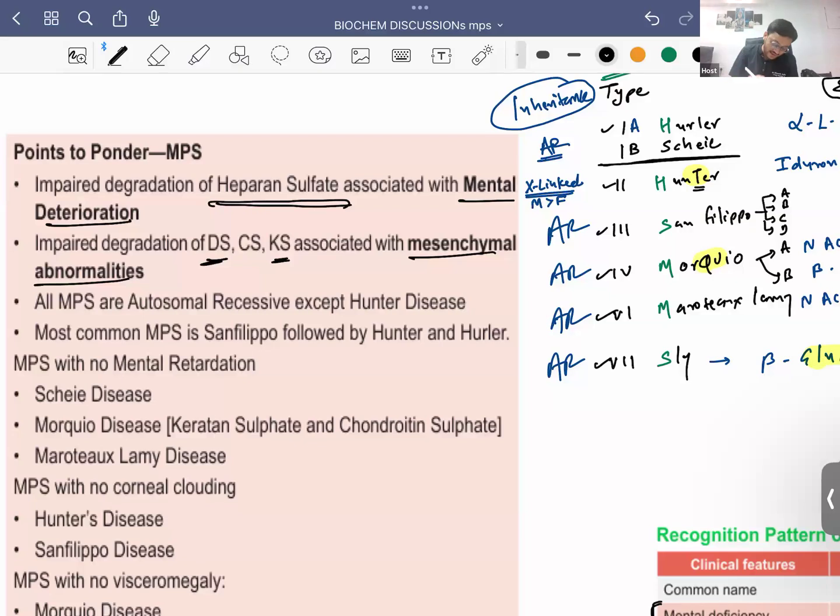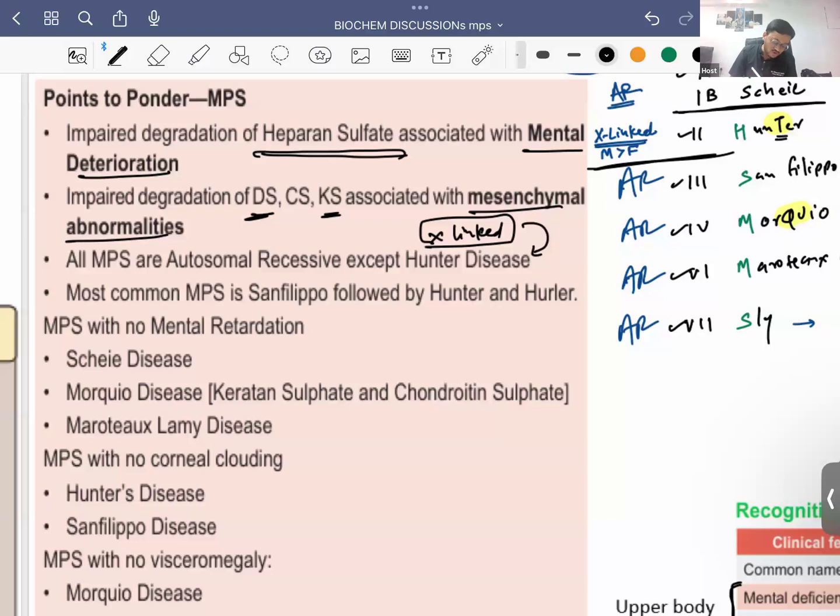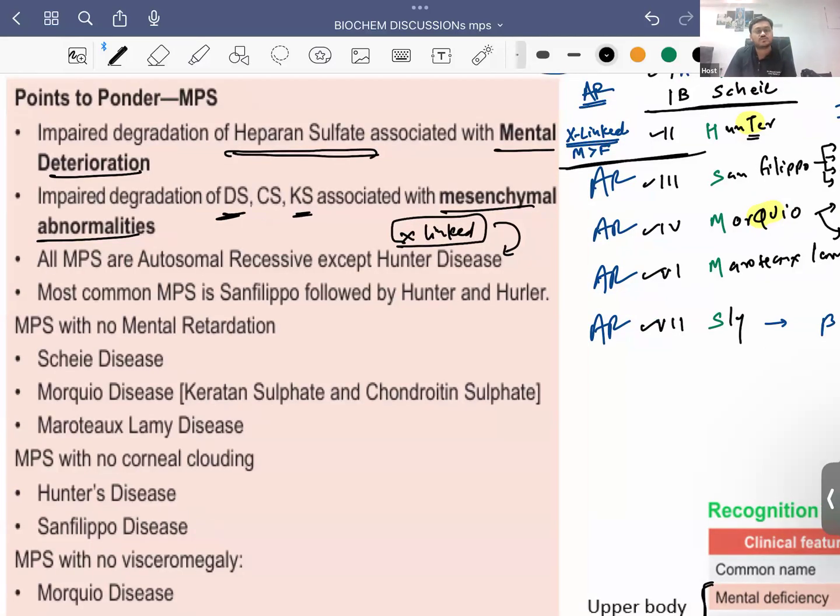Only condition which is X-linked in inheritance, which one is it? Type 2, it is Hunter's disease. We had seen here that Hunter's disease is X-linked. The most common mucopolysaccharidosis, which one is most common? Sanfilippo. Sanfilippo is which type? Type 3. Type 3 is most common, followed by Hunter and Hurler. So most common is 3, then 2, and then 1.